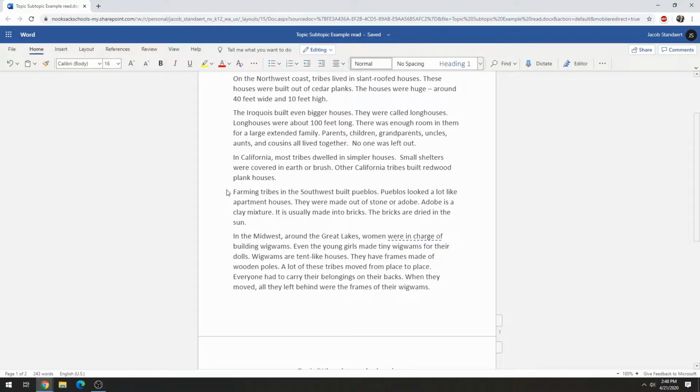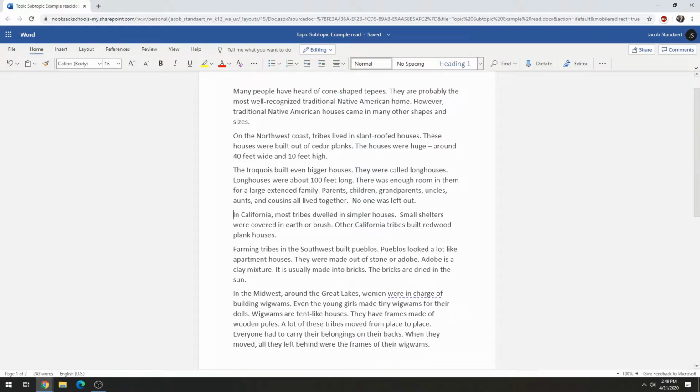In the Midwest, around the Great Lakes, women were in charge of building wigwams. Even the young girls made tiny wigwams for their dolls. Wigwams are tent-like houses. They have frames made of wooden poles. A lot of these tribes moved from place to place. Everyone had to carry their belongings on their backs. When they moved, all they left behind were the frames of their wigwams.